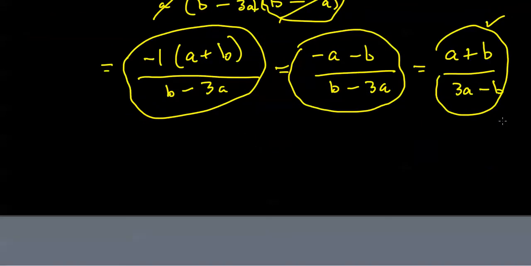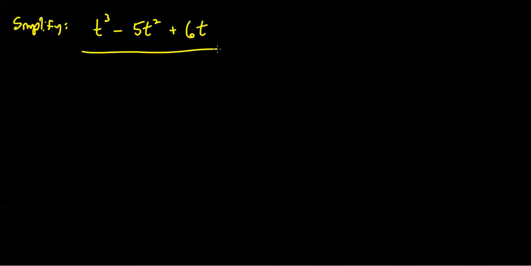Alright, one more. I believe this is the last one in the homework list. Let me get a fresh screen here. Simplify. T cubed minus 5t squared plus 6t divided by 9t minus t cubed.